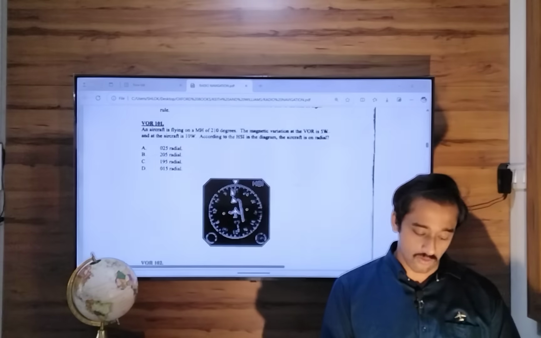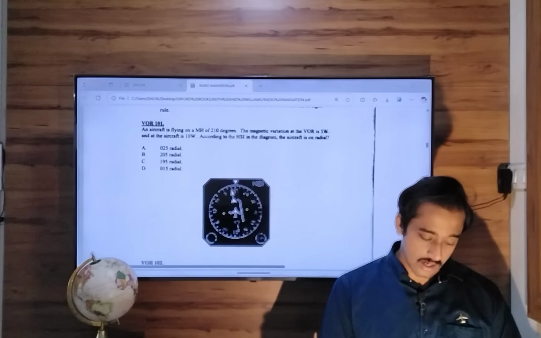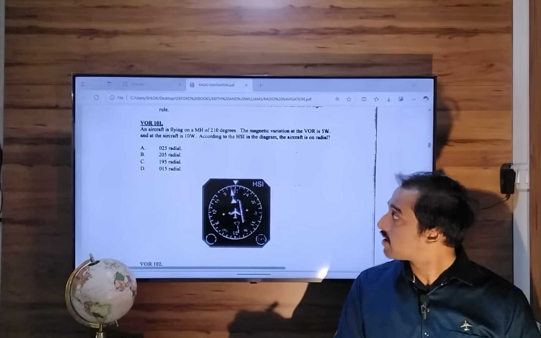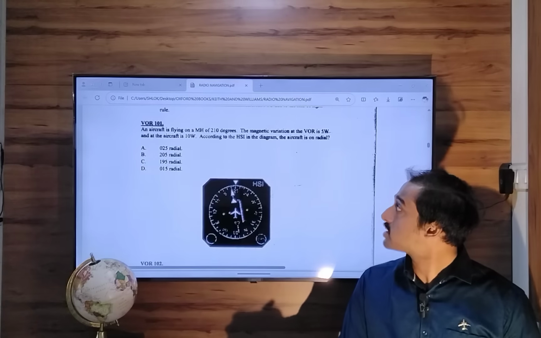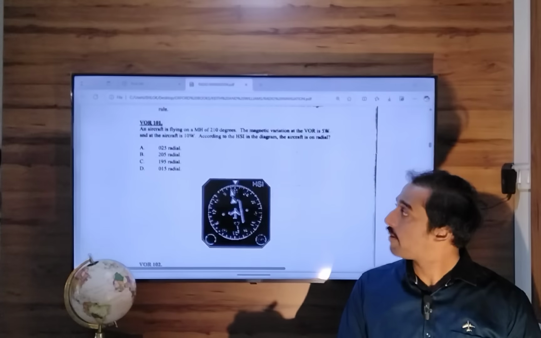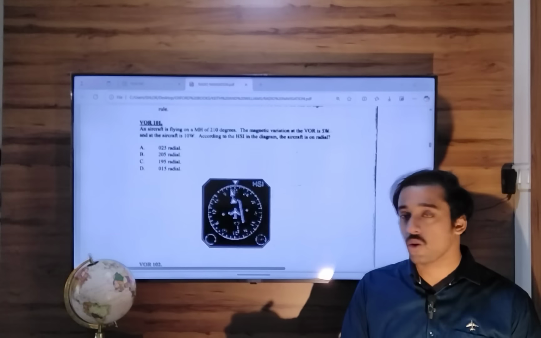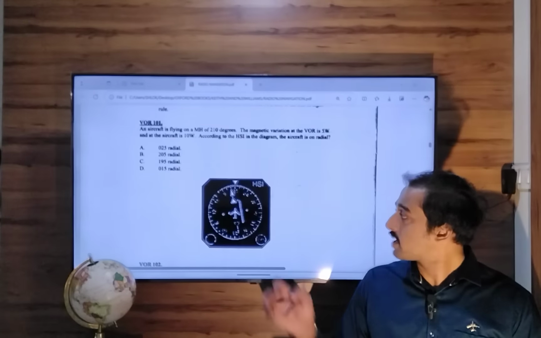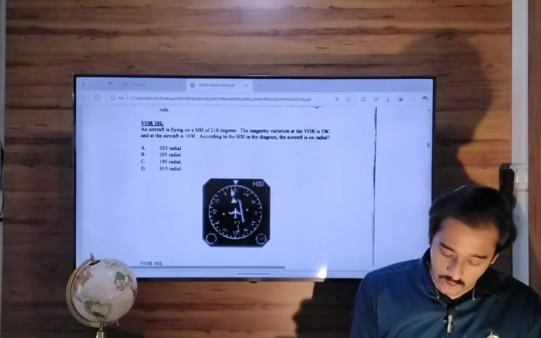So we will look at 101. In this, we can see that the magnetic heading is 210 degrees, and the variation at aircraft is 10 degree west. Variation at VOR station is 5 degree west. We have to find out what radial the aircraft is situated on. Okay. So in this case, you can see the head of this needle is pointing at 200.